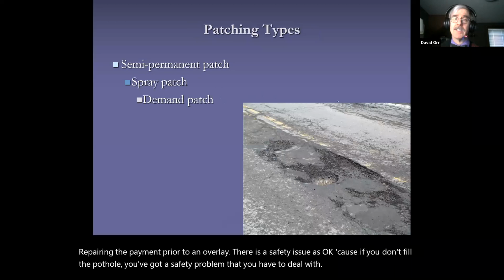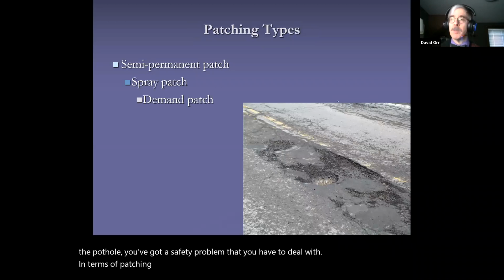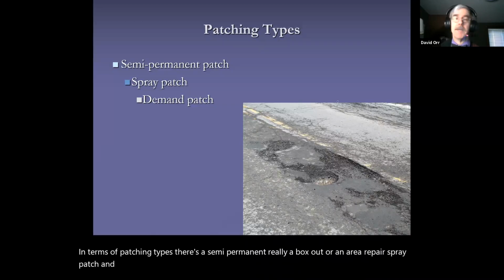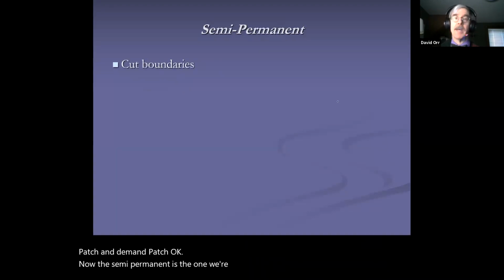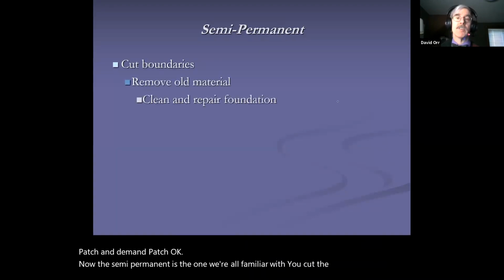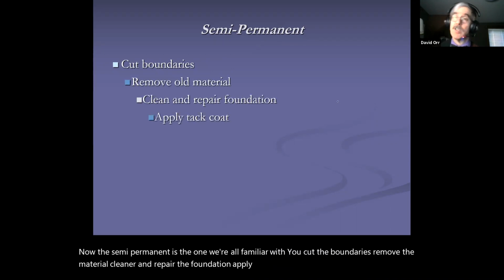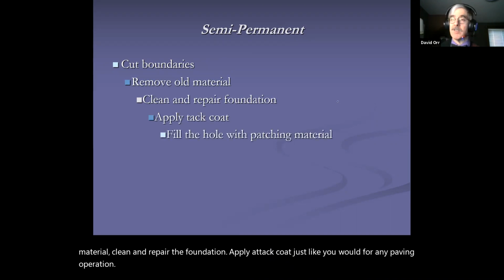In terms of patching types, there's a semi-permanent, really a box out or an area repair, a spray patch, and demand patch, okay? Now, the semi-permanent is the one we're all familiar with. You cut the boundaries, remove the material, clean and repair the foundation, apply a tack coat just like you would for any paving operation, fill the hole with patching material, okay?